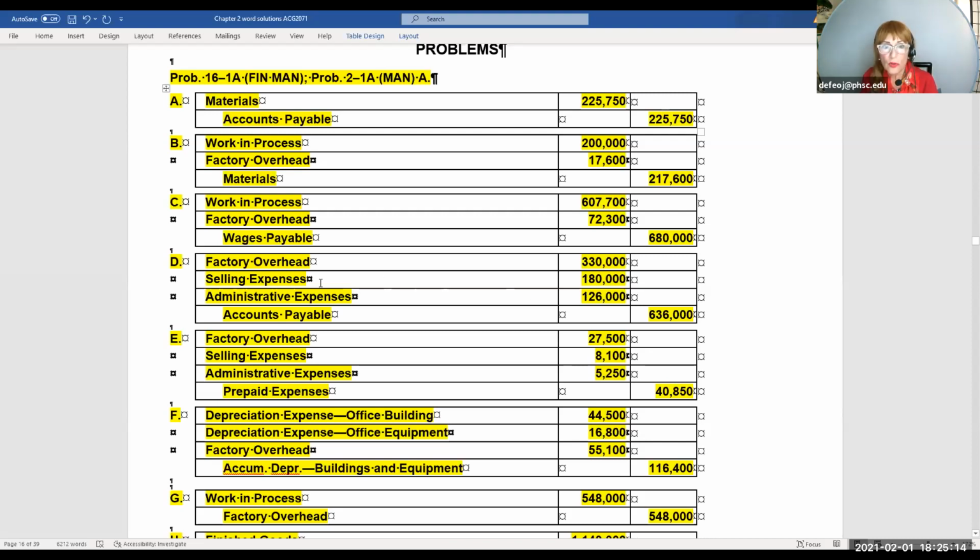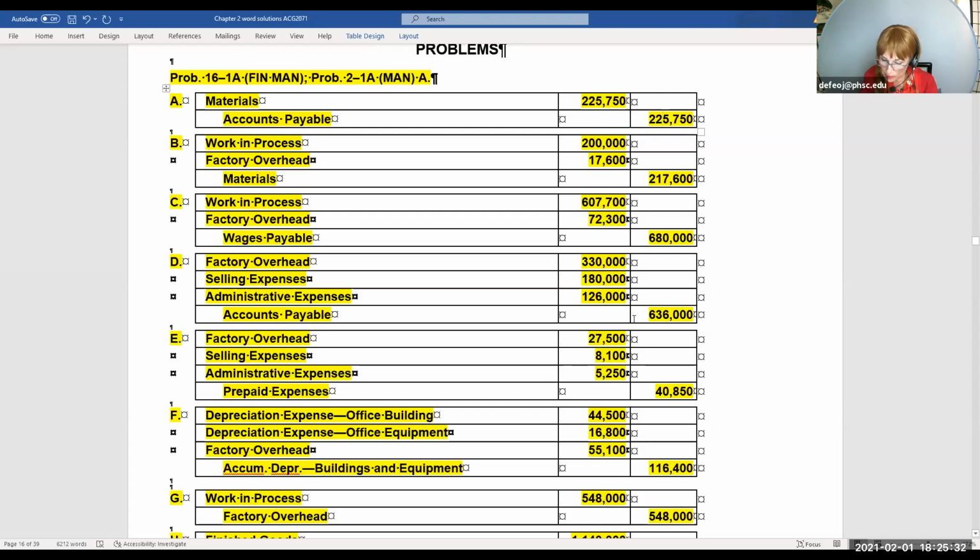Okay. So we're going to debit factory overhead. They just gave us these numbers. We're going to debit selling expense, which is below cost of goods sold. Administrative expenses, which includes accountants, salaries, and everything else. And then we're going to credit accounts payable.